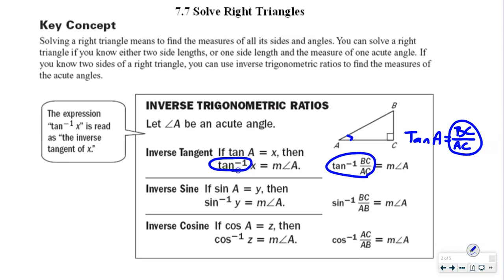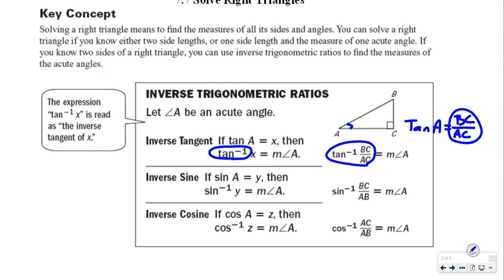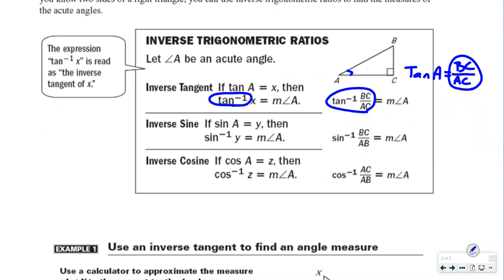So that's looking at the inverse tangent. So same with inverse sine. If sine A equals y, then inverse sine y will equal the measure of angle A. Or same with cosine. If cosine A equals z, then inverse cosine z will equal the measure of angle A.